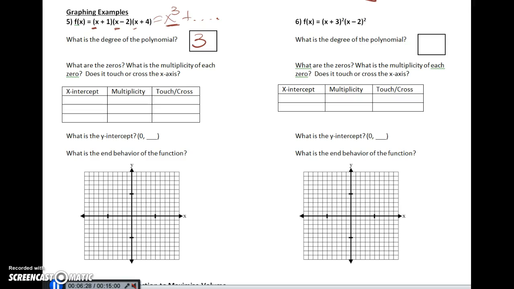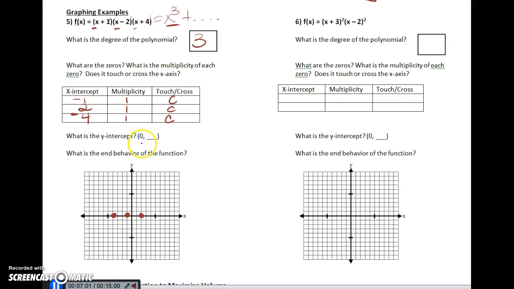The zeros come from our factors. The first factor gives us an x-intercept of negative 1. They all have an exponent of 1. We can't see them, but since they don't have an exponent, that does mean 1. So since they all have an exponent of 1, they all have a multiplicity of 1, which means they will all cross. The second x-intercept is 2, and the last one is negative 4. So we can go ahead and plot those on the graph: negative 1, 2, and negative 4.